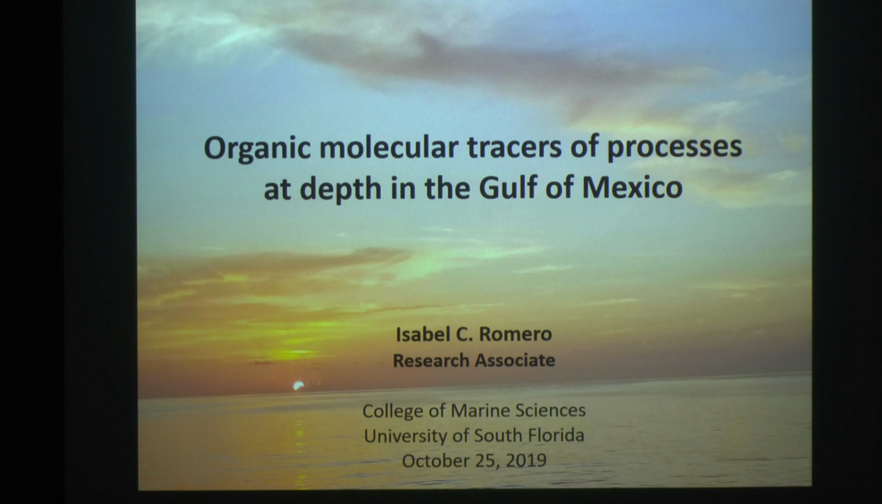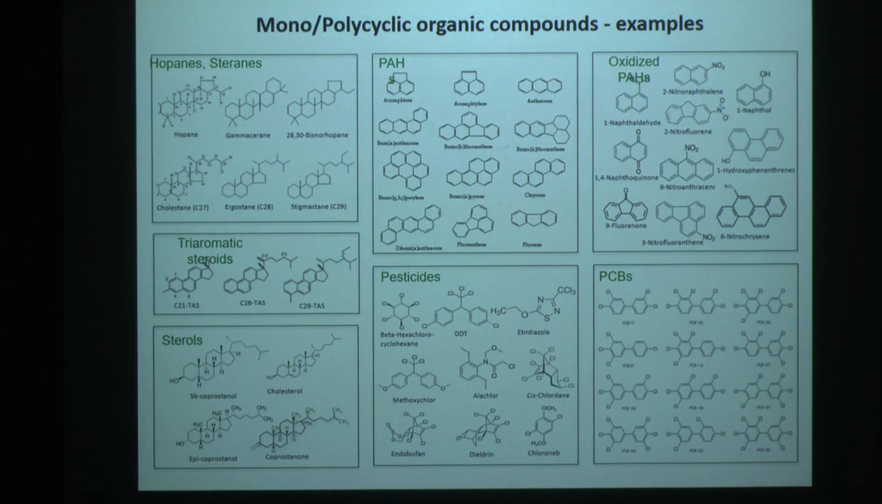So for today, I'm going to talk about using organic molecules as tracers of processes of death in the Gulf of Mexico. And this itself is a very large topic. So for today, I'm going to concentrate on a group of molecules that are known as mono and polycyclic organic compounds. And these compounds are very common, very abundant in nature. There are about 1,000 of these compounds in nature, but just a few hundred in the marine environment. And here I'm showing just a few examples of very interesting organic compounds that we can measure in the lab.